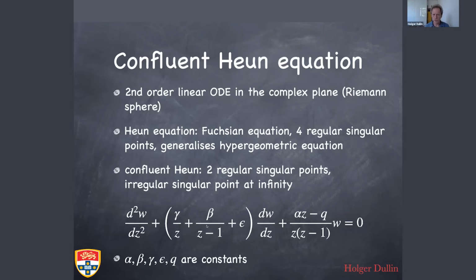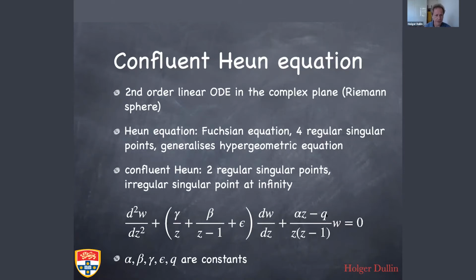So there are the two finite singularities at 0 and at 1. To these points are associated some indices that describe the local behavior, encoded in these parameters gamma and beta. There is this parameter Q, which is called the accessory parameter, and then there are two more parameters, epsilon and alpha. So these are just constants. Okay, so it's a simple linear differential equation, slightly more complicated than the hypergeometric equation.